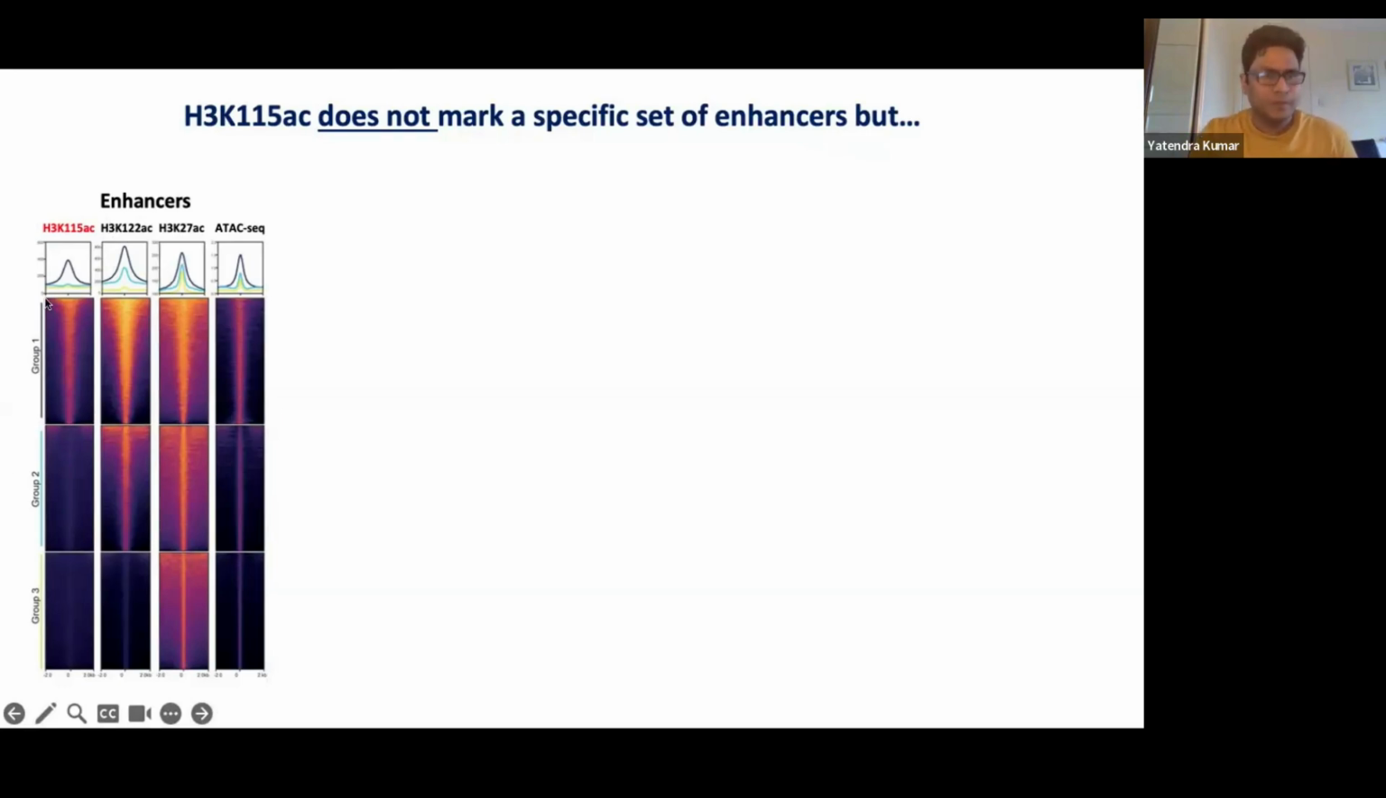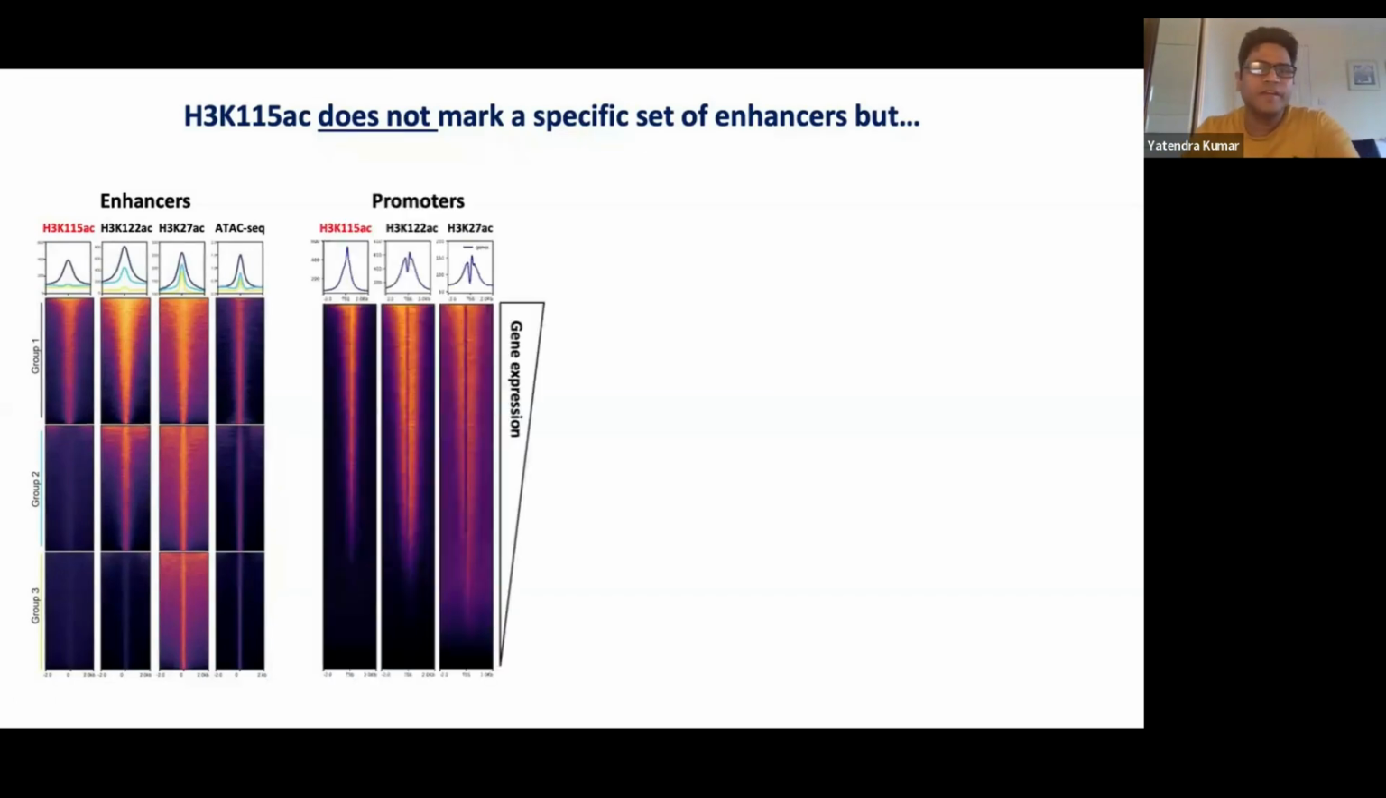The enhancers that have these are the very strong enhancers, but they also have other acetyl marks. So it seems that while this mark is associated with high chromatin accessibility, it does not mark any specific set of enhancers.